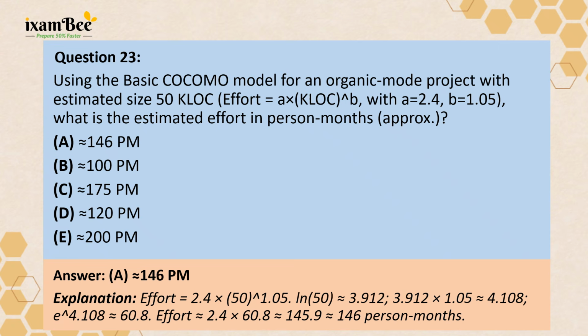Now, effort is given as 2.4 multiplied by 50 to the power 1.05. Log of 50 is approximately equal to 3.912. So, if we multiply 3.912 by 1.05, we get 4.108. E to the power 4.108 is equal to 60.8. Effort will be equal to 2.4 multiplied by 60.8, which is equal to 145.9, which is approximately 146 person months.